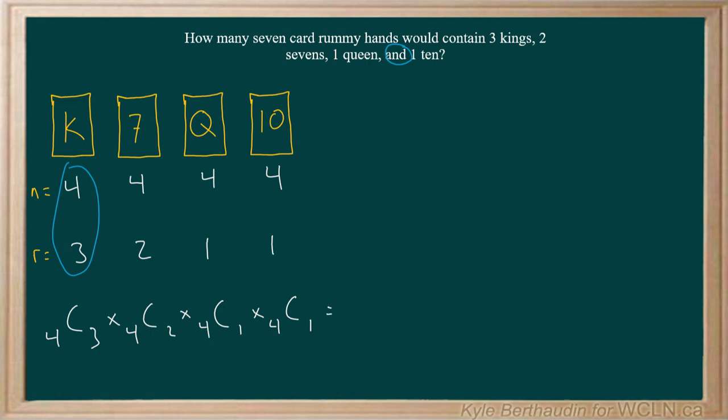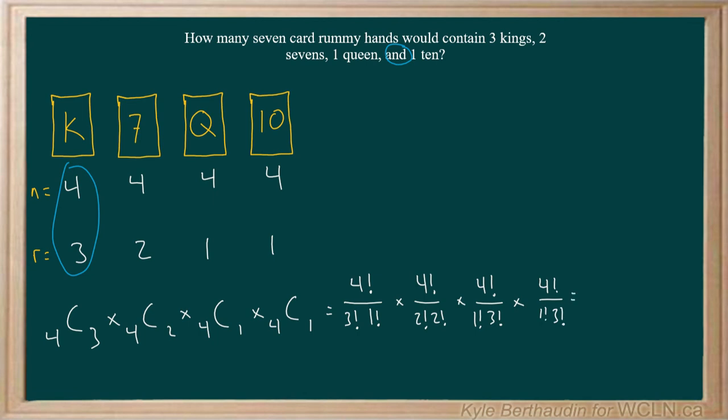So we could go ahead and plug all of these numbers into our formula, and I'll write it out here. We have 4 factorial divided by 3 factorial multiplied by 4 minus 3 factorial, which is just 1 factorial. And that's our kings. Our sevens is 4 factorial divided by 2 factorial multiplied by 4 minus 2 factorial, which is 2 factorial. And then we have 4 factorial divided by 1 factorial multiplied by 4 minus 1, or 3 factorial. And then the same one here for the tens.